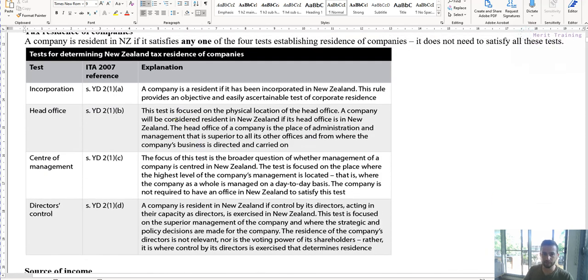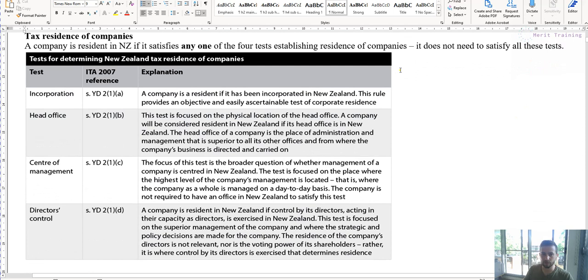So now let's talk about companies, because obviously it's a different test to determine if you're a resident for a company than for an individual, because a company doesn't have an abode or a home, right? So it's a different test. You only need to satisfy one of the 4 tests for a company. A company doesn't need to satisfy all 4 of them. So any one of these will do.